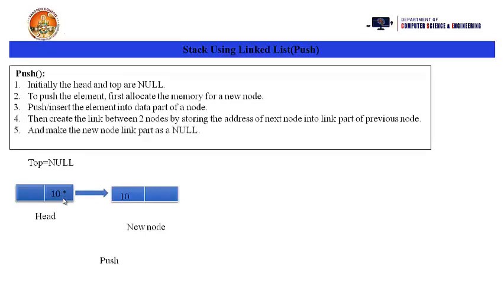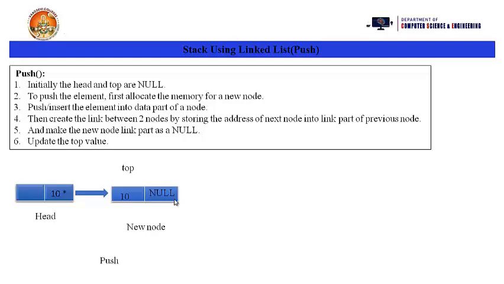And make the new node link part as a null one. So the new node link part is null, and we need to make this link part a null one. Now we need to update the top value. So the previous top value is null. Now the linked list consists of one node, so the top is moving to the new node. So like this we can create the new node, create the link between the two nodes, and update the top value.